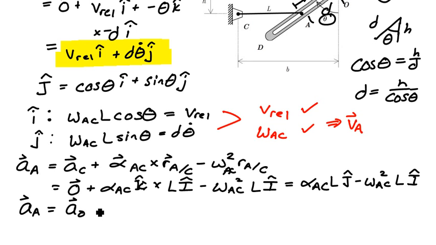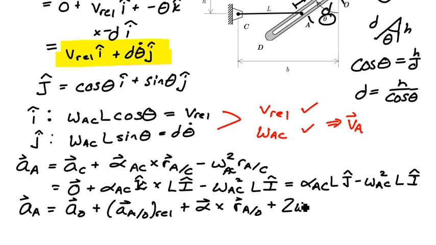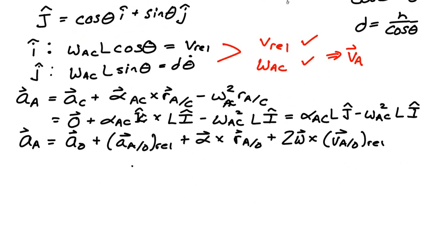I can then set that equal to the acceleration of A computed using the point O, which requires, of course, the rotating frame. So I'll have the acceleration of A is equal to the acceleration of O, plus the acceleration of A with respect to O as seen by the observer, plus the angular acceleration of the rotating frame cross r of A with respect to O, plus the Coriolis term, which is 2 times omega, cross the velocity of A with respect to O as seen by the observer, plus the triple product term, which in this case is omega cross quantity omega cross quantity r of A with respect to O.